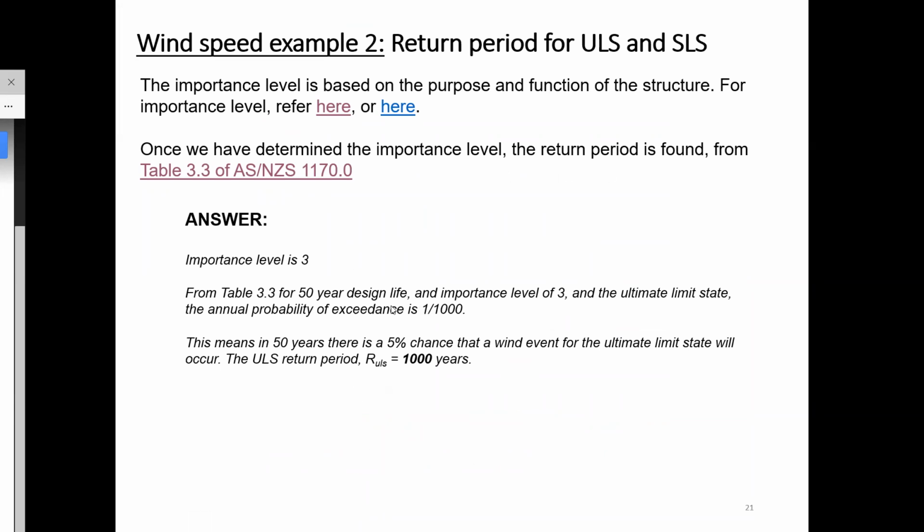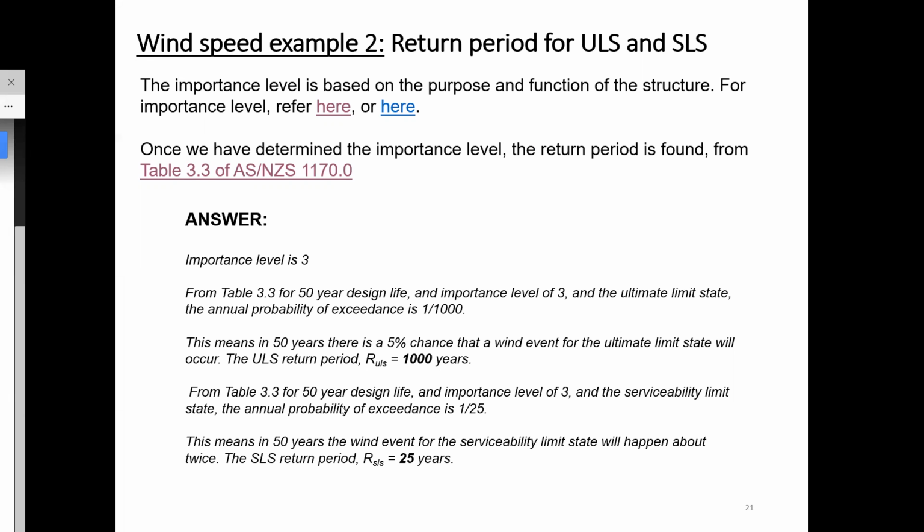So from table 3.3 for a 50-year design life and importance level of 3, the ultimate limit state annual probability of exceedance is 1 in 1,000. This means in 50 years, there's a 5% chance that a wind event for the ultimate limit state will occur. The ultimate limit state return period R_ULS therefore equals 1,000 years. Now for the serviceability limit state is 1 in 25. This means in 50 years, the wind event for the serviceability limit state will happen about twice. SLS return period R_SLS equals 25 years.